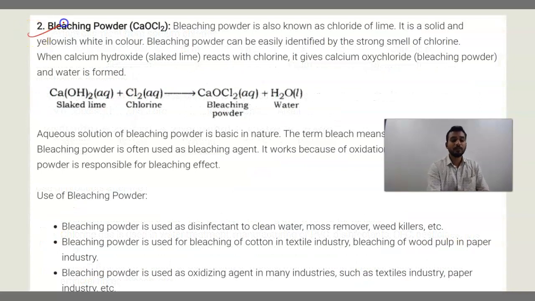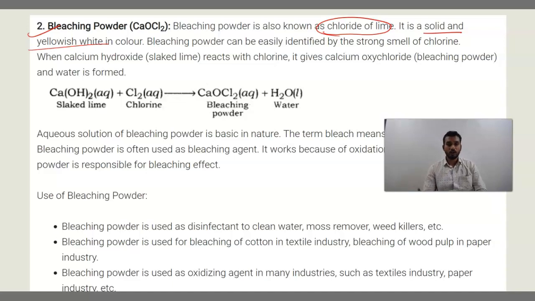Next, bleaching powder, CaOCl2. Bleaching powder is also known as chloride of lime. It is a solid and yellowish white in color. Remember this state and color: solid, yellowish white. Bleaching powder can be easily identified by the strong smell of chlorine. By using the smell, we can easily identify bleaching powder.